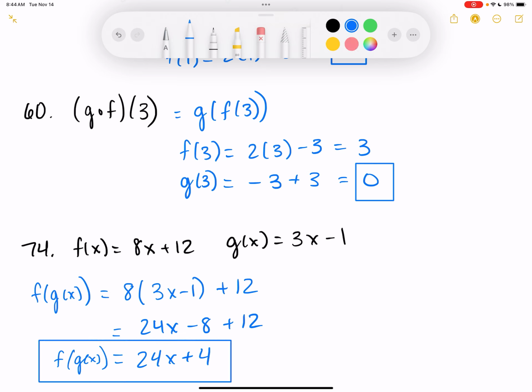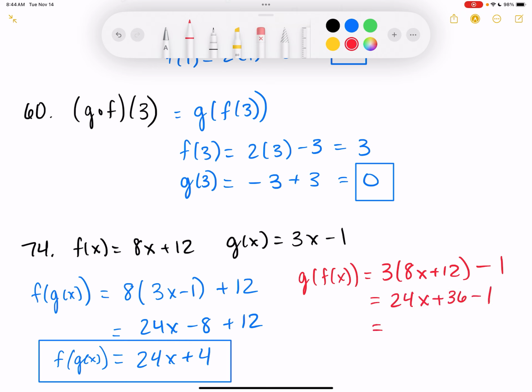Then g of f of x, anywhere we see an x in g of x, we're putting the function f of x. So 3 times 8x plus 12 minus 1. And follow the same process. 24x plus 36 minus 1, which gives us 24x plus 35, and that's g of f of x.